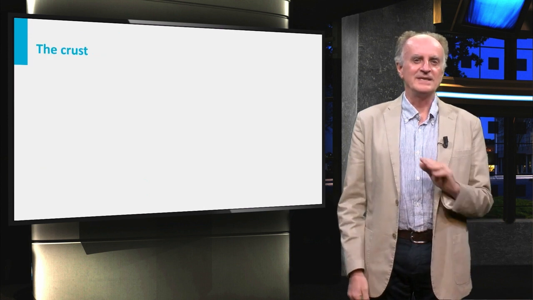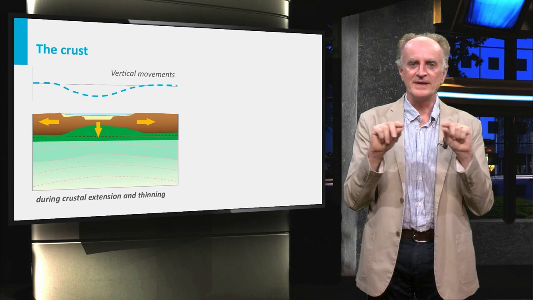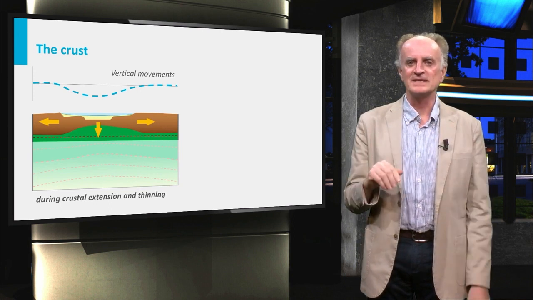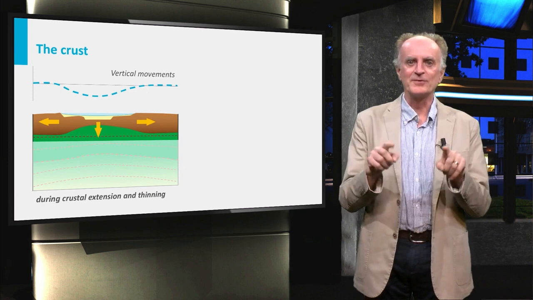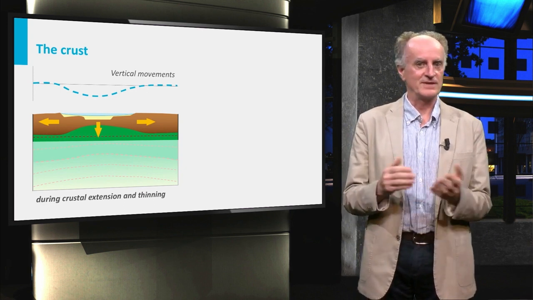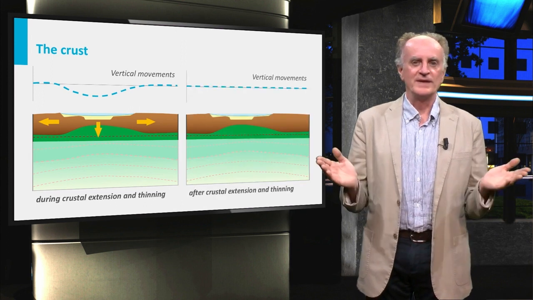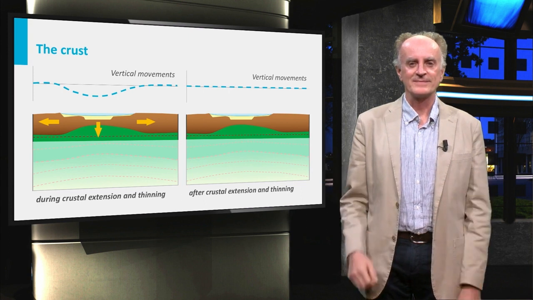The crust is the easy bit. During extension, the crust will become thinner. In terms of isostasy, thinning of the low-density layer imposes downward movement and the surface of the Earth will subside. After the end of extension, no thinning takes place anymore and no vertical movements are predicted.